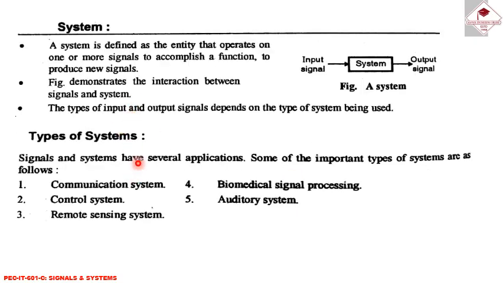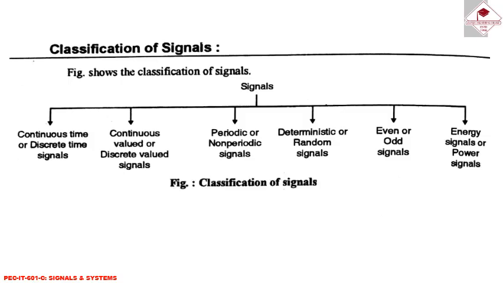Next is system. A system is defined as an entity that operates on one or more signals to accomplish a function, to produce new signals. The figure demonstrates the interaction between signals and system. The types of input and output signals depend on the type of system being used. There are various types of systems: communication system, control system, remote sensing system, biomedical signal processing. There are lots of types of signals and systems.